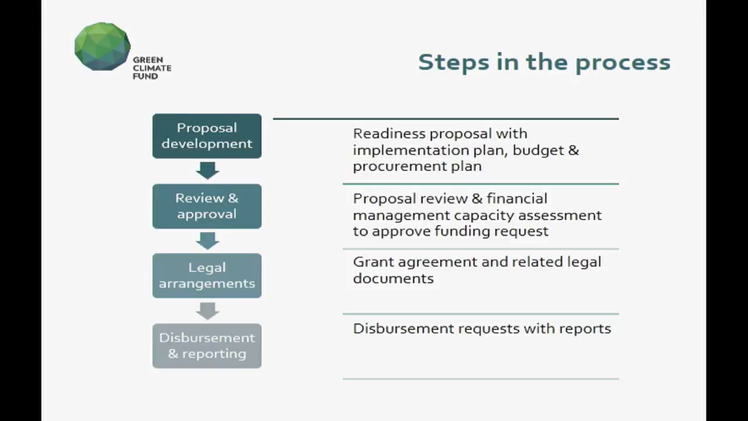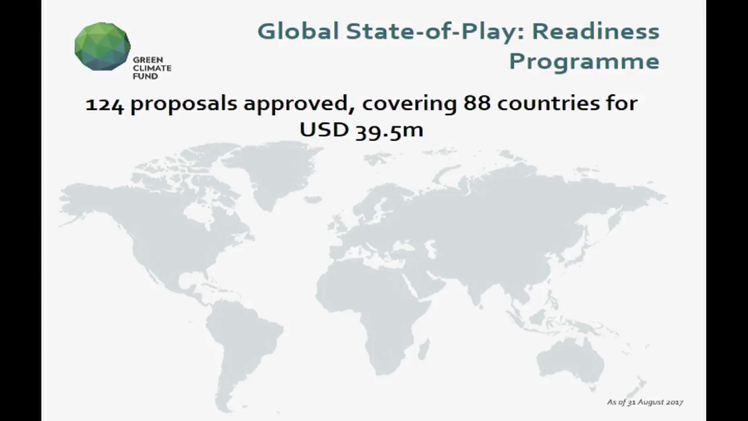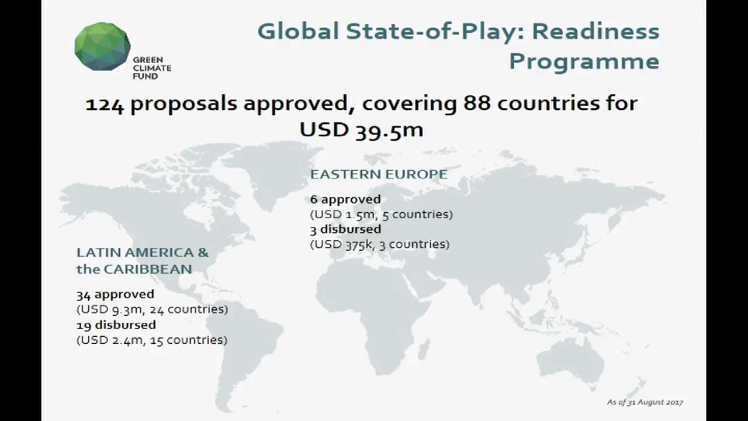In terms of the steps in the process for these readiness funds, first you develop the proposal, you submit, it's reviewed, finally it's approved, then you go through the legal arrangements and the disbursement and implementation per se. Now, in terms of what we have already approved in the readiness program? We have 124 proposals covering 88 countries for 39.5 million. So in Latin America and the Caribbean, there are 34 approved and 19 disbursed.